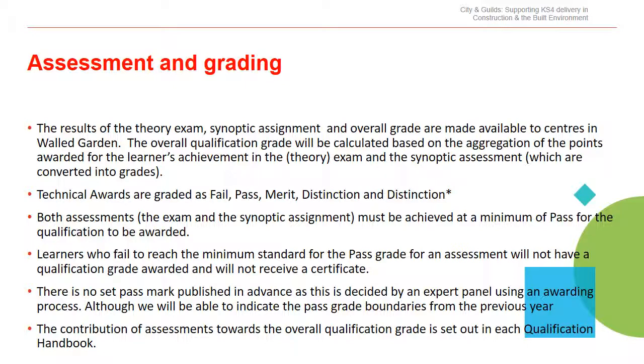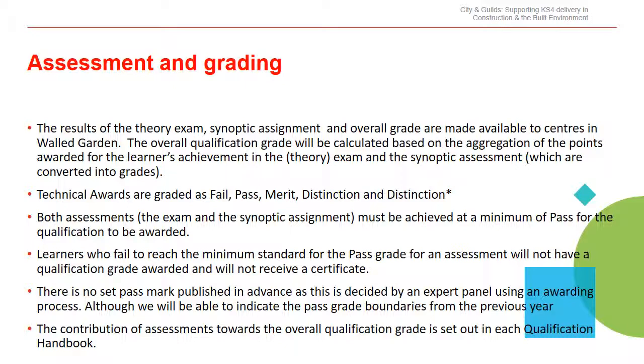Both assessments, which means the exam and the synoptic assignment, must be achieved at a minimum of a pass before the qualification can be awarded. Unfortunately, there are no compensatory methods allowed, so you have to pass both the theory exam and the synoptic assignment to achieve the qualification. There is no set pass mark published in advance, as this is decided by an expert panel using an awarding process. Although you will be able to look at the grade pass boundaries from the previous year, which give an indication of what the pass boundaries would be for this qualification.